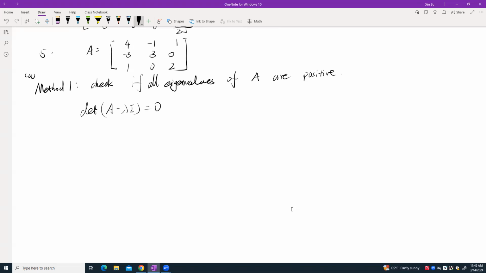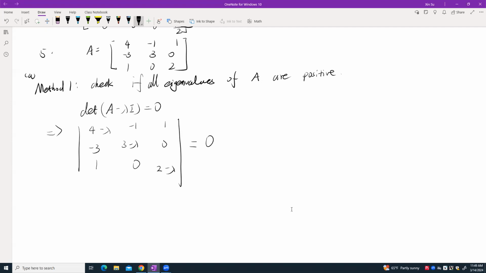It is the determinant of A subtracted by lambda I, where I represents the identity matrix. So we are going to get this determinant: 4 subtracted by lambda, 3 subtracted by lambda, 2 subtracted by lambda, and all the entries outside the diagonal are the same. Then I take this one, -3, 1, and 0, and I let this one be 0. I'm going to skip the determinant expansion here.